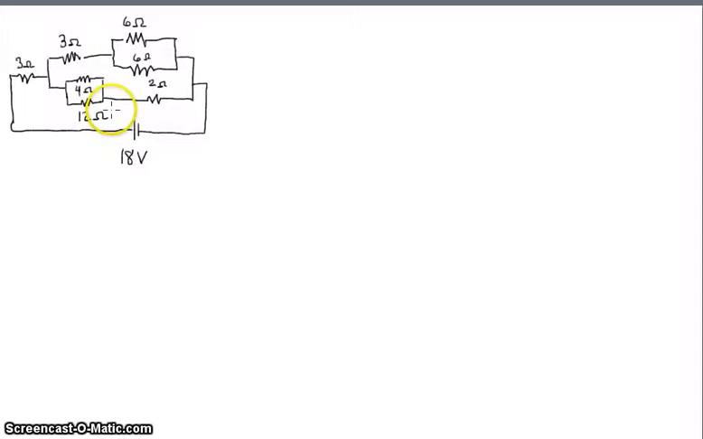Alright, looking at this circuit, this is what we worked on in class. You're going to go to the most complex parts of the circuit first, which would be the 6 ohm resistor and 6 ohm resistor in parallel, and the 4 ohm resistor and the 12 ohm resistor in parallel.